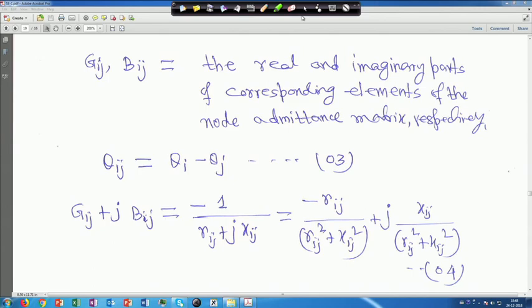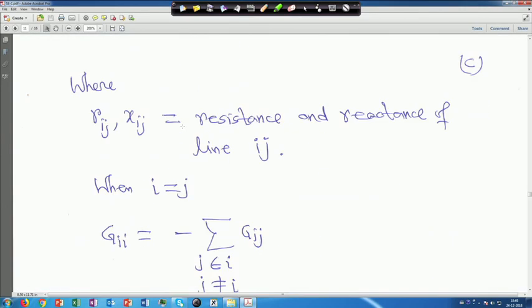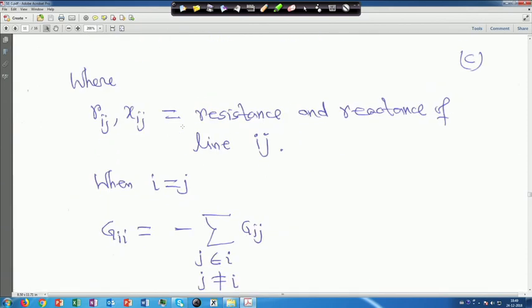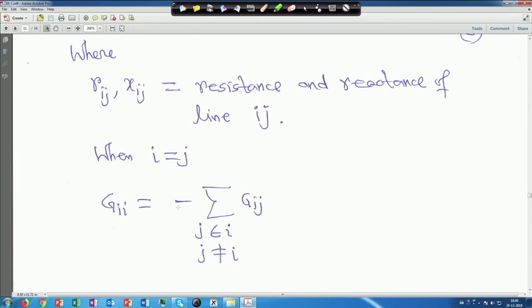So, where r_ij and x_ij are the resistance and reactance of the line ij or branch ij respectively, when i is equal to j, G_ii will be equal to minus the sum over j belonging to i, but j not equal to i, of G_ij. So a minus sign will be there before that.